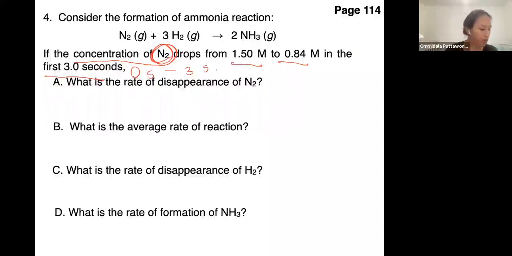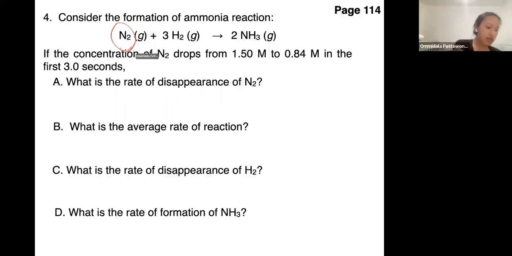Before we do the calculation, let's write the rate expression first, because the rate expression is going to be the most crucial thing, so that we can use that equation to help us do the calculation. For this problem, the rate expression that we are going to write is going to be based off nitrogen, because that's what it's giving us. Since it's the reactant, it's going to equal the negative change of the concentration of nitrogen divided by the change of time.